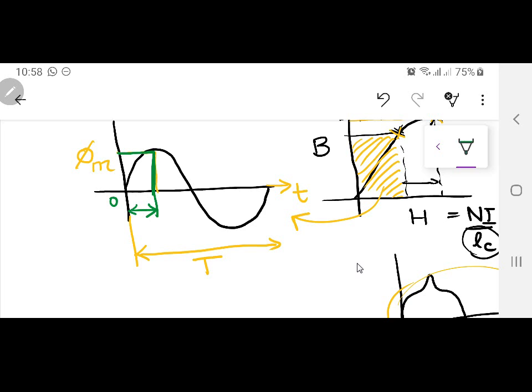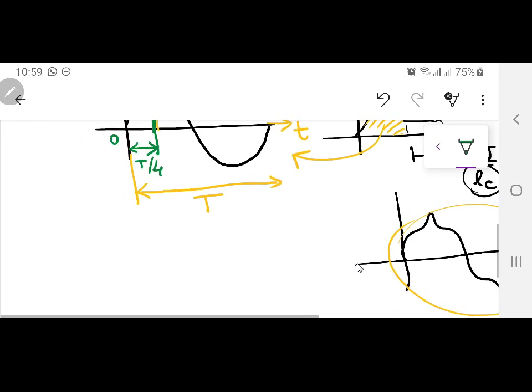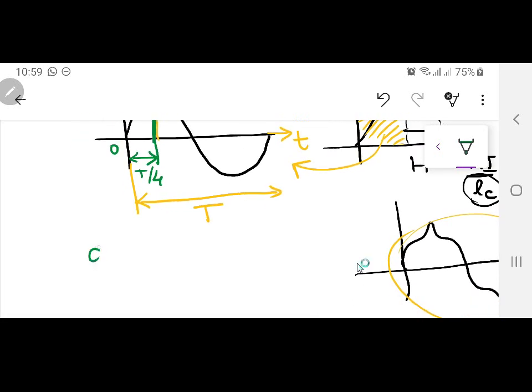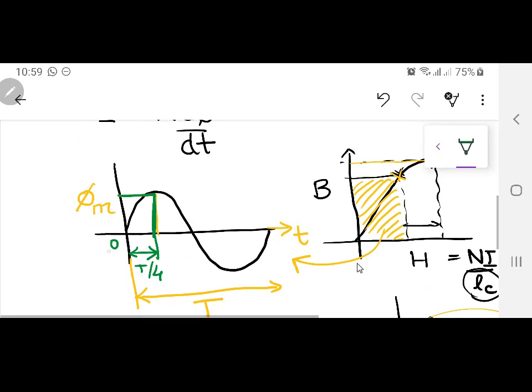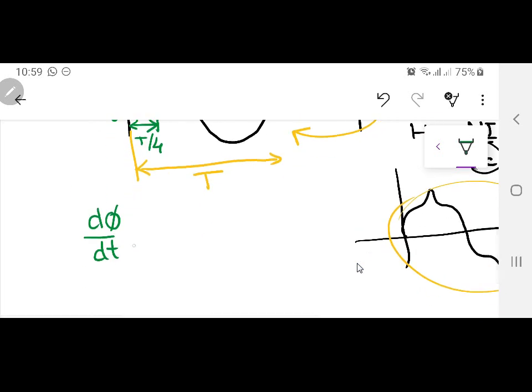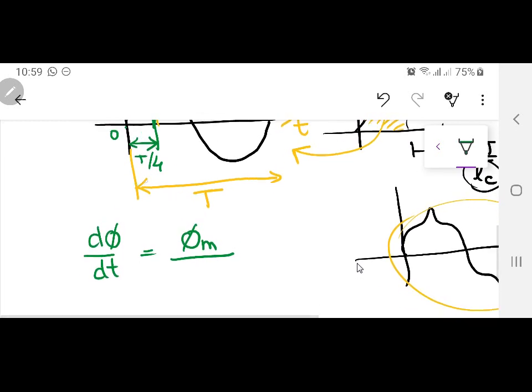Since this is quarter of the whole cycle, this time would be equal to T by 4. Okay? From 0 to 90 degrees. So when I'm talking about rate of change of flux d phi by dt, what is d phi here, which has taken place from this point to this point? The change in flux is phi m. Okay? So here in the numerator I have phi m, and in the denominator I have T by 4.